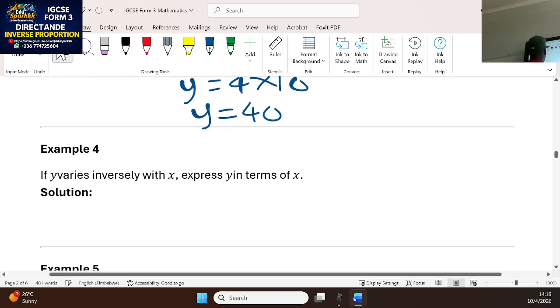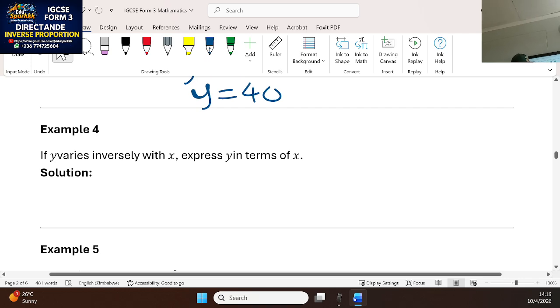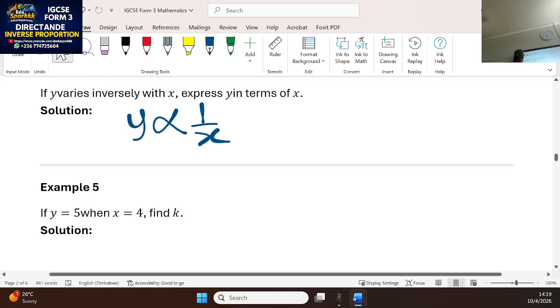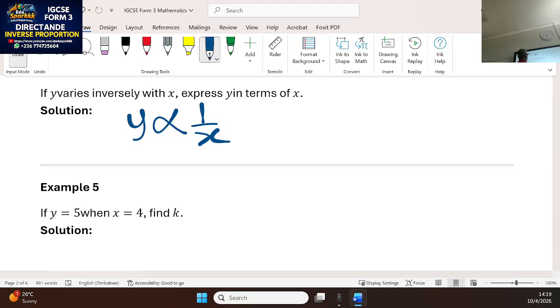Still moving: y varies inversely with x. Express y in terms of x. So y varies inversely, so this is 1 over x. That's the proportionality. For the example, find k when y is 5 and x is 4. If we want to bring equality, we are now saying y equal to k over x, where the proportionality constant k comes in.